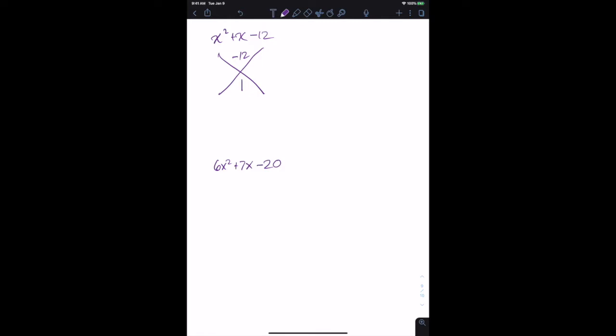So how about 1 and 12? Well, negative 1 times 12 gives me negative 12, but 12 plus negative 1 is 11, not 1. Also, 1 times negative 12, yeah, we still get negative 11. All right, how about 2 and 6? Well, negative 2 and 6 gives me 4. 2 and negative 6 gives me negative 4, so I don't get 1. How about 3 and 4?